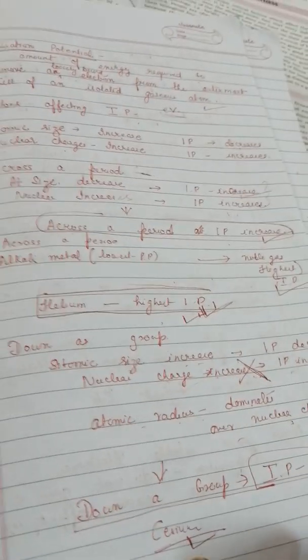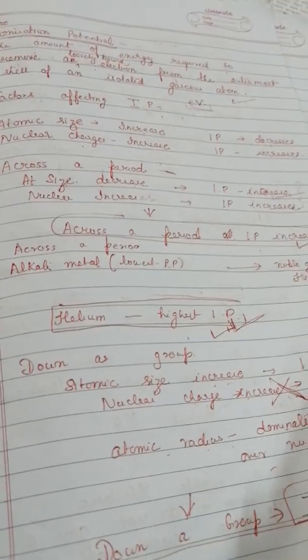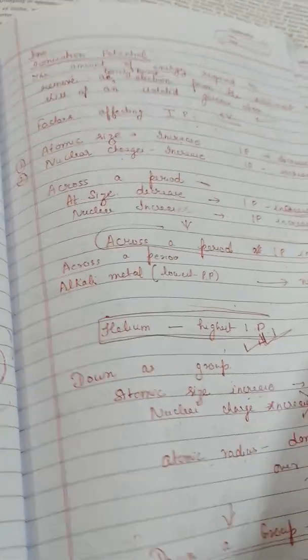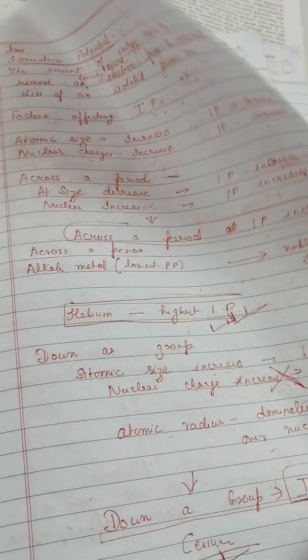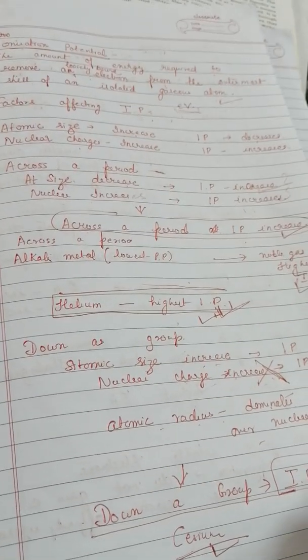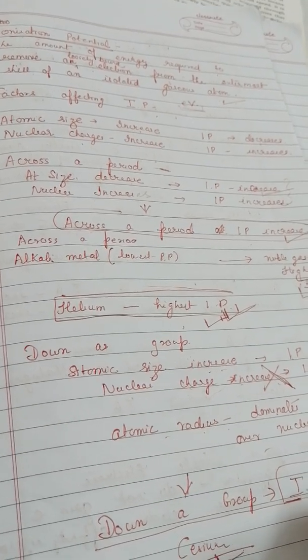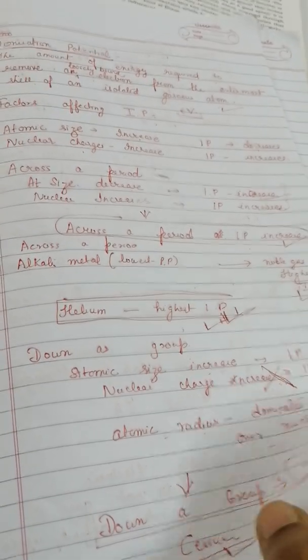Same way they can ask you about down a group also. And the following questions can also be asked: arranging the elements in the increasing or decreasing order of ionization potential for a particular group of elements, or the elements present in a particular period may be asked. We'll be doing those kinds of questions later on.